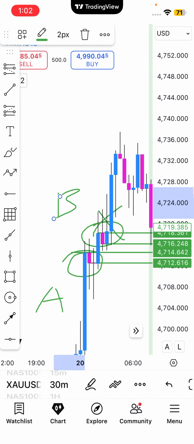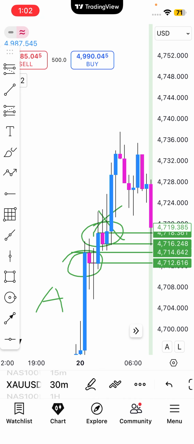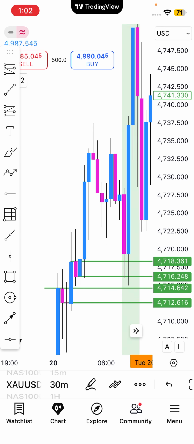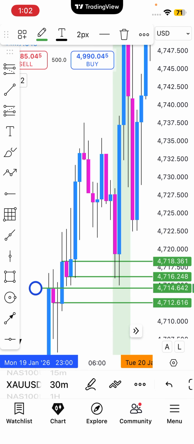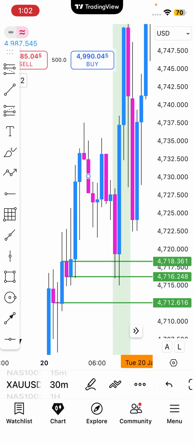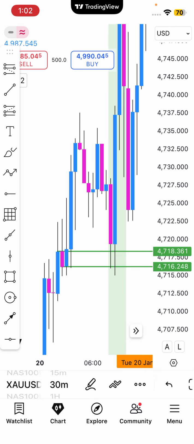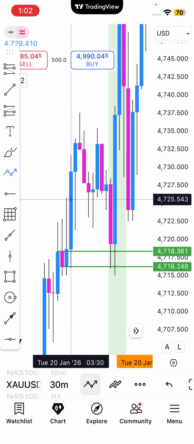So then by the time it got to the New York session, you can just see here real quick. Let me just delete all this. Sorry, guys. By the time it got to the New York session, price never reached down here. I noticed that closing price respected this level. So yeah, if you're asking me which level would I have taken, I would have taken the refined one, which is this one here.